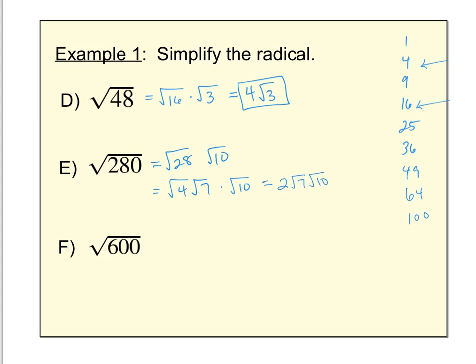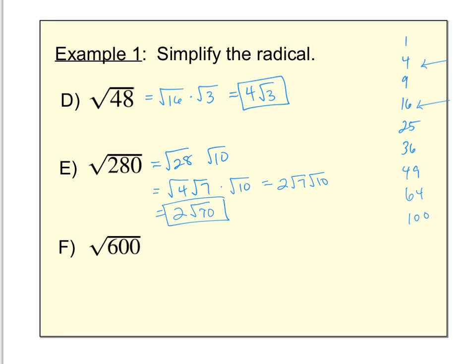I'm going to have to re-multiply those back together, and so my final answer is going to be 2 root 70. 7 times 10 is 70. And that's as low as it can go. No perfect squares divide into the 70.